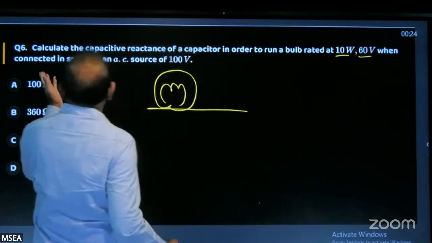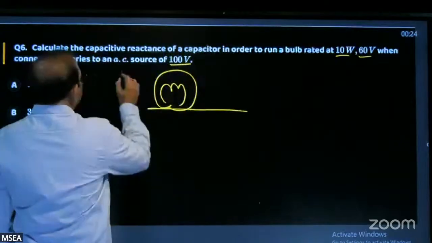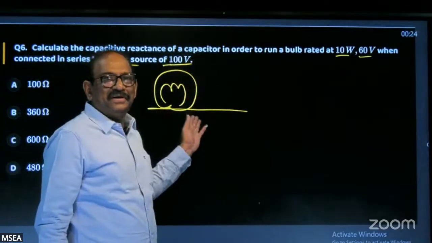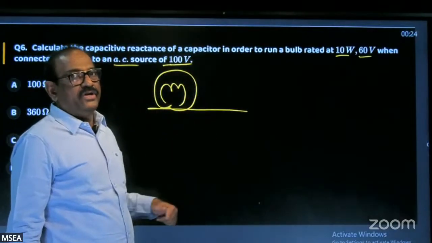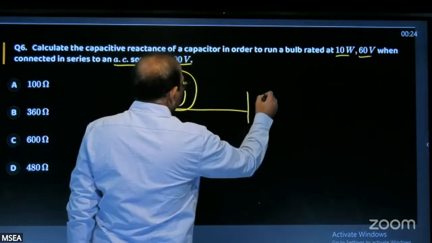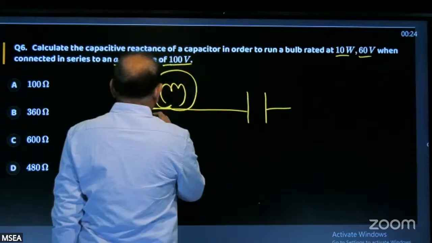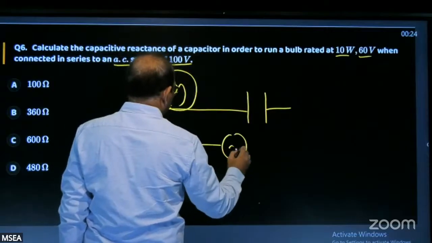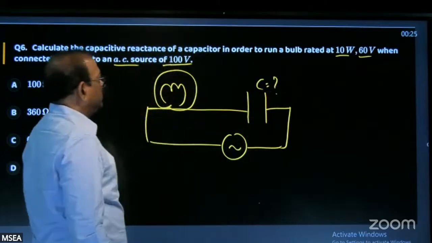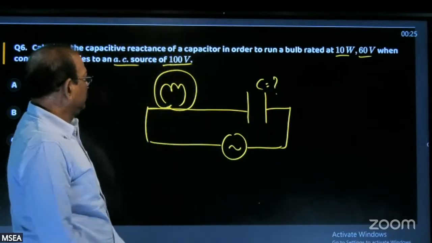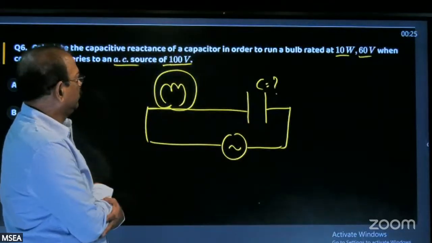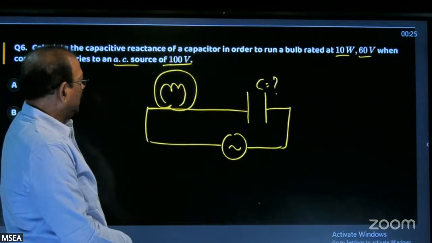But you are connecting this to a 100 volt AC source. If more than 60 volts, it gets damaged, you know. So somebody else must be there in series. What is that? You are connecting a capacitor. What should be the value of that capacitance to run this safely without getting damaged? That is the question.